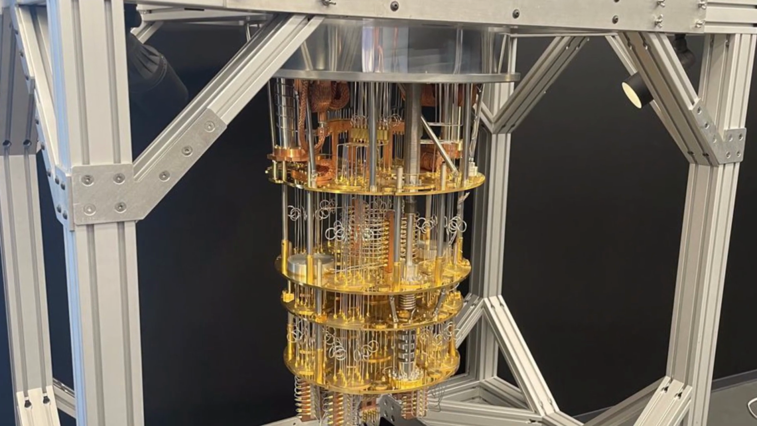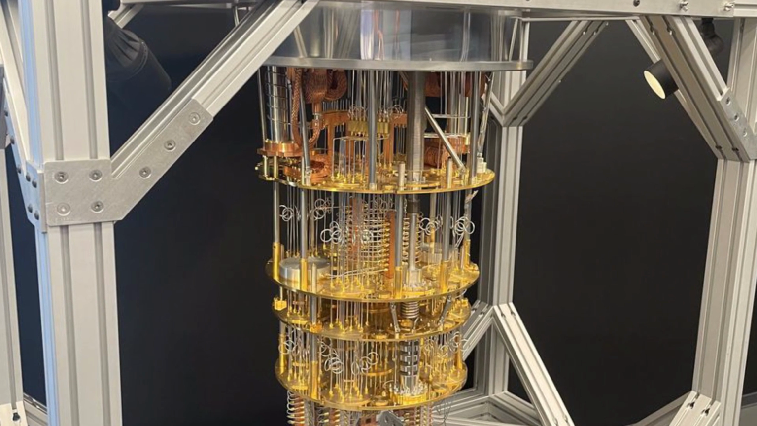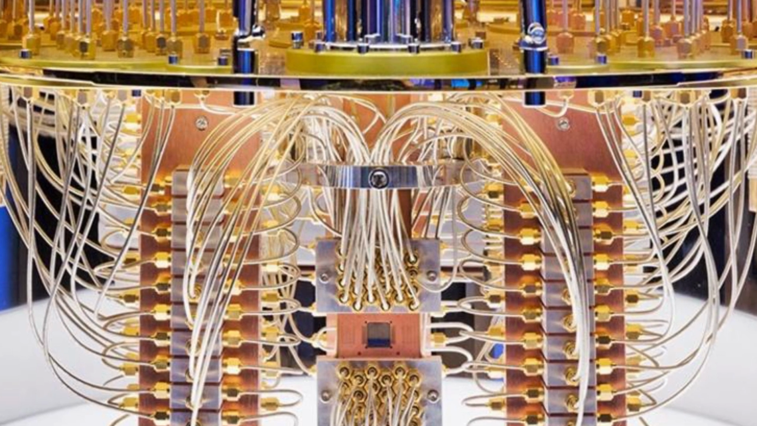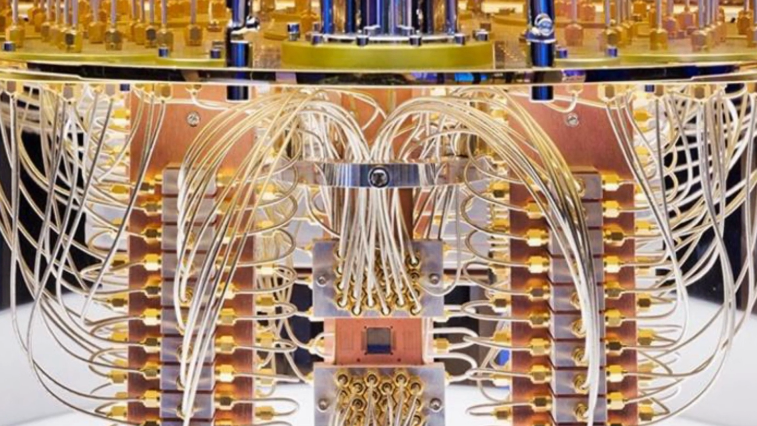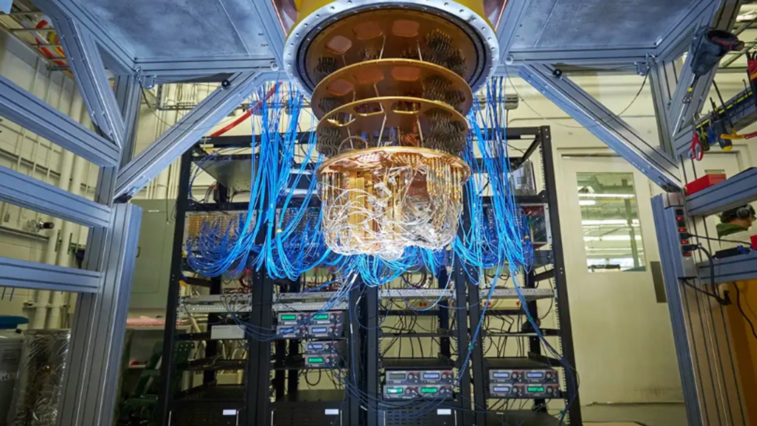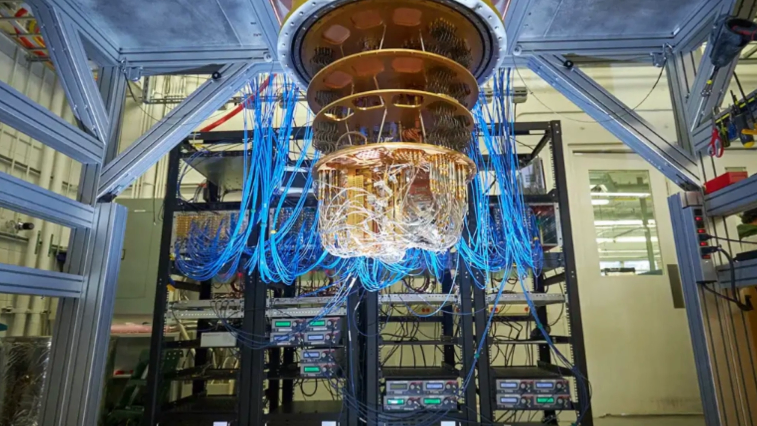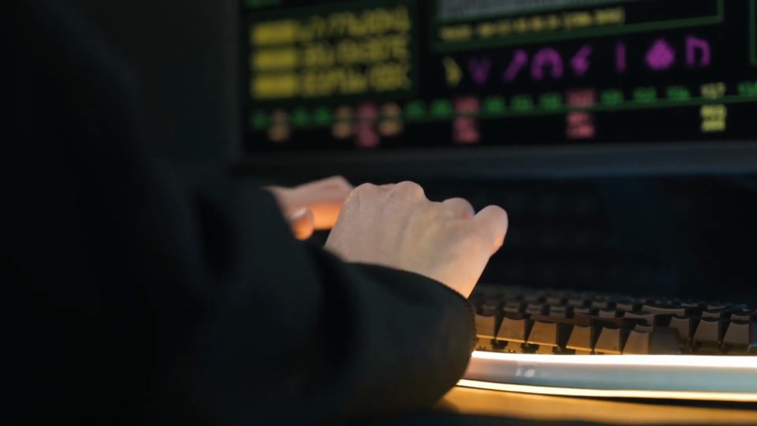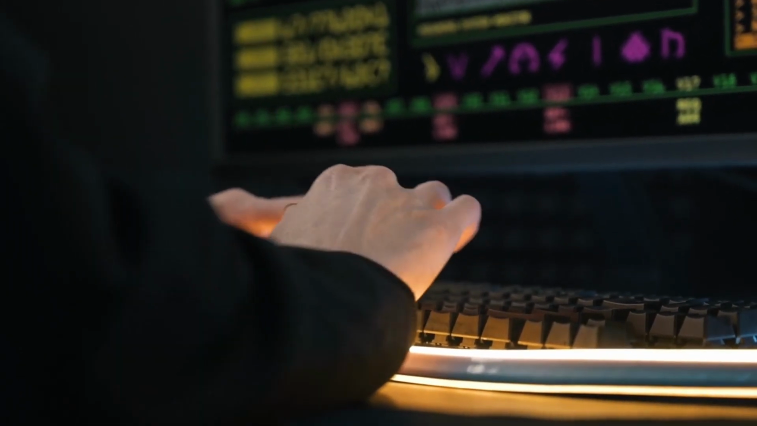A qubit can be in two states at once, a property known as superposition. This means that a qubit can represent both 0 and 1 simultaneously. Additionally, qubits can also be entangled, which means that the state of one qubit is dependent on the state of another qubit. Quantum computers have the potential to solve certain problems much faster than classical computers.